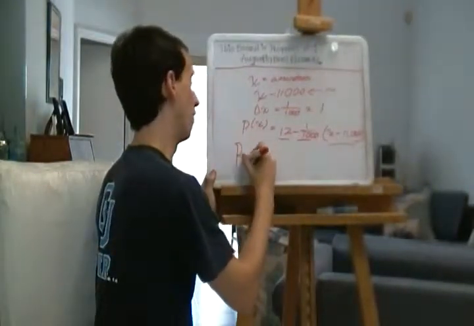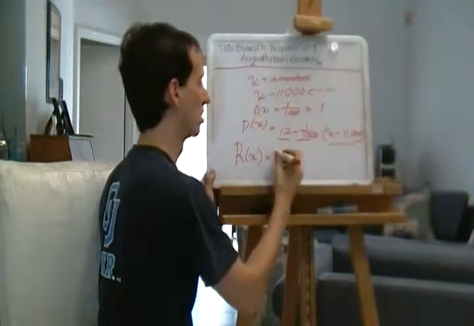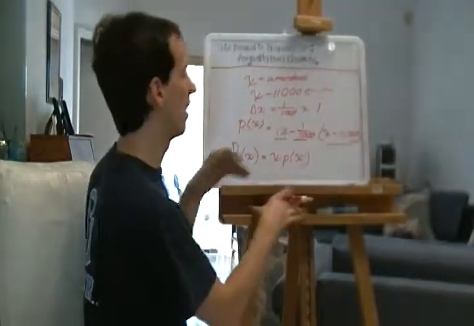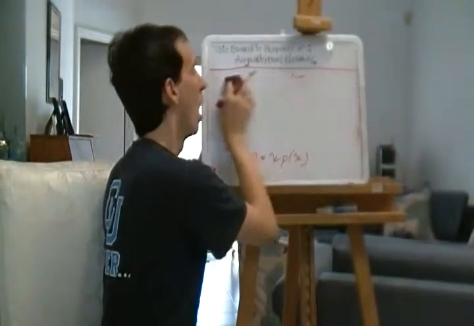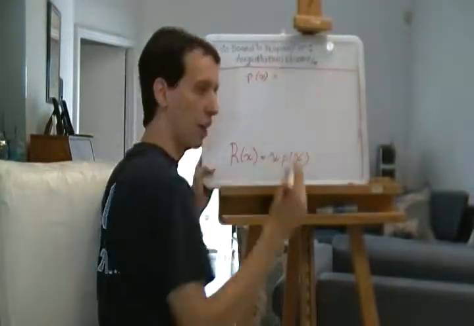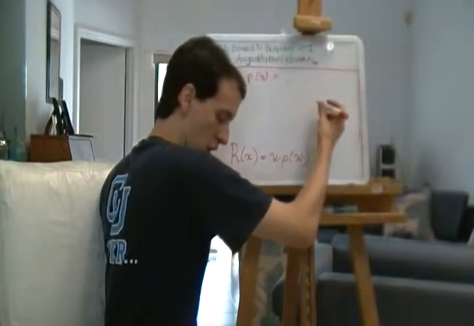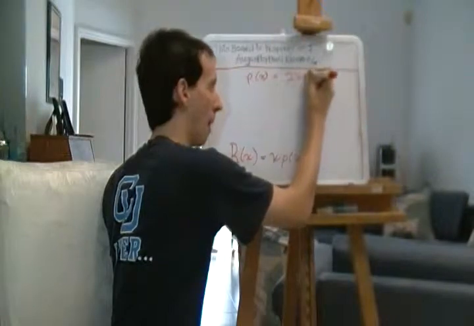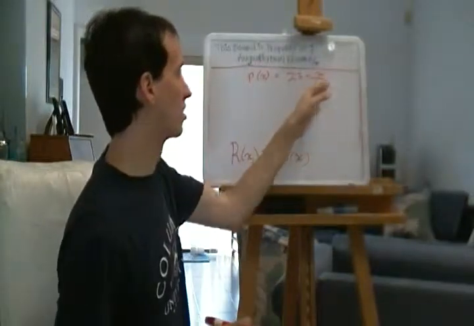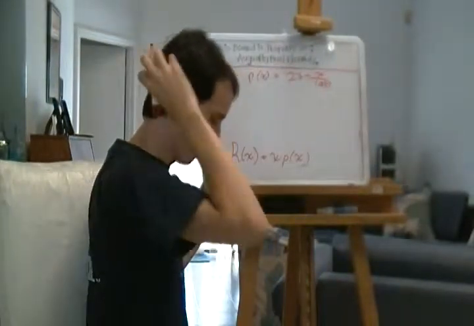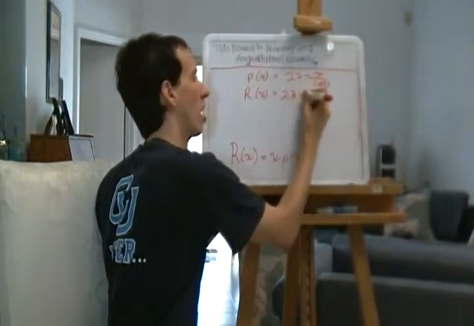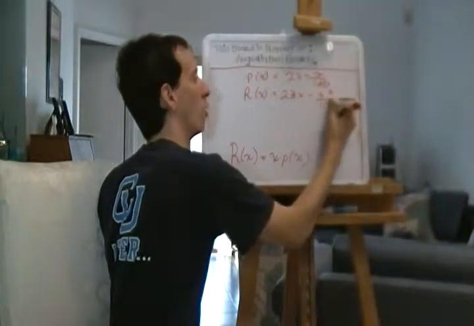Now, we know that R of X is just X times P of X. Let's write P of X a little bit more neatly, shall we? If you reduce that, you're going to get 23 minus X over 1,000. So that's P of X. R of X is going to be 23X minus X squared over 1,000.